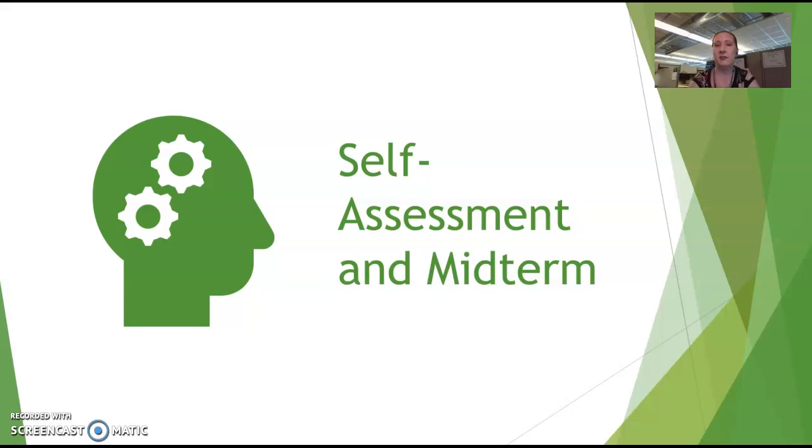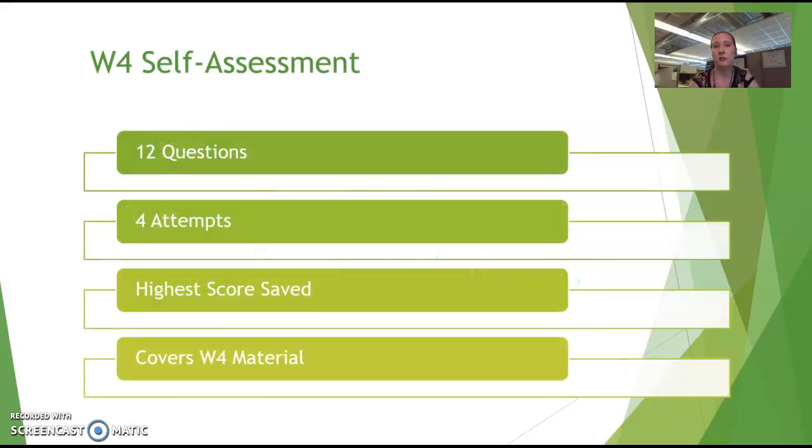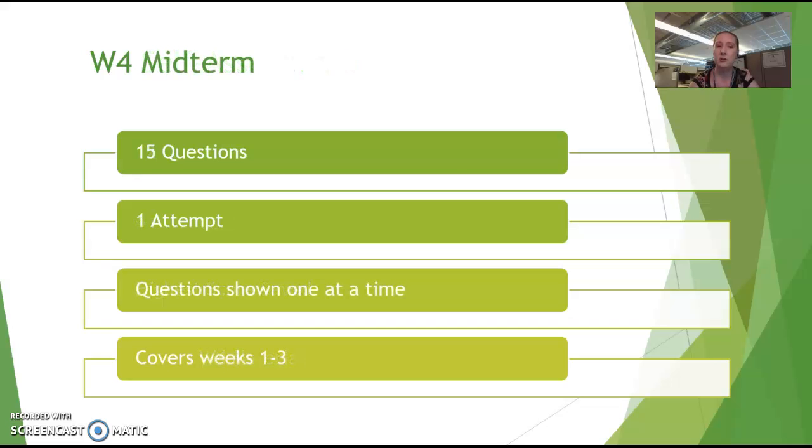Okay, so now the self-assessment and the midterm. So the self-assessment is 12 questions. You have 4 attempts, the highest score is saved, and it covers week 4 material. The midterm is 15 questions, 1 attempt, so you don't get multiple tries on this one. Different from the self-assessment, the questions are shown 1 at a time, and it covers the first 3 weeks, so weeks 1, 2, and 3. So not this current week. So that's why you have the self-assessment for the material on this week.